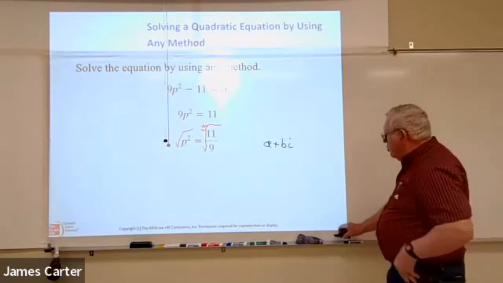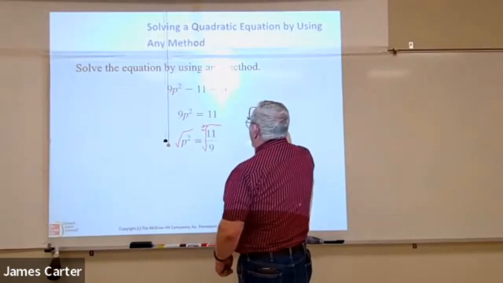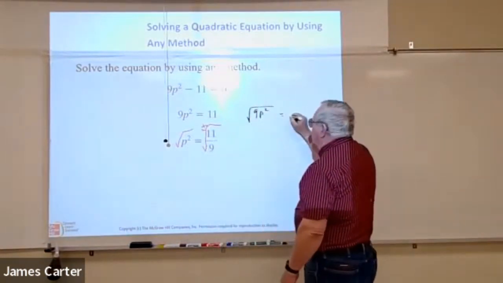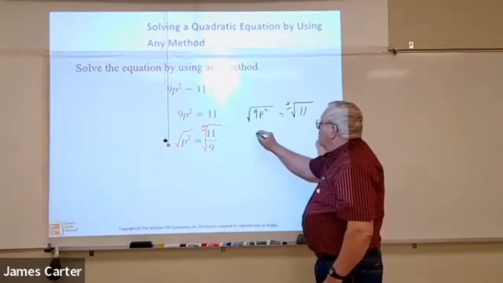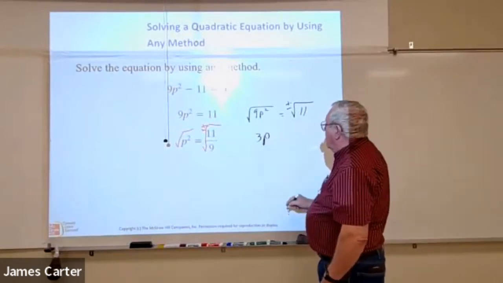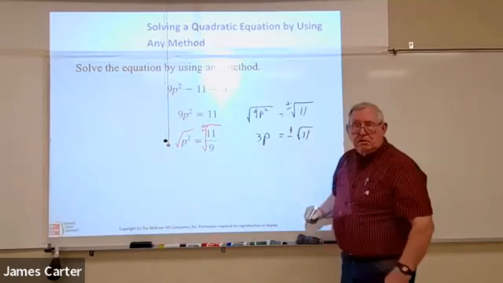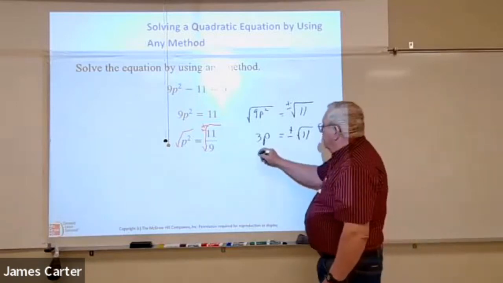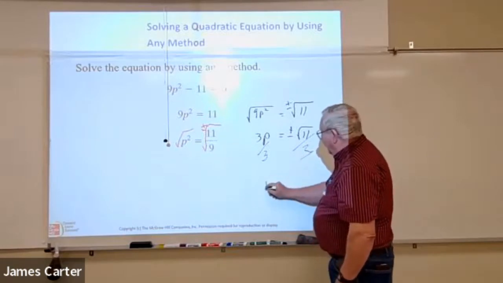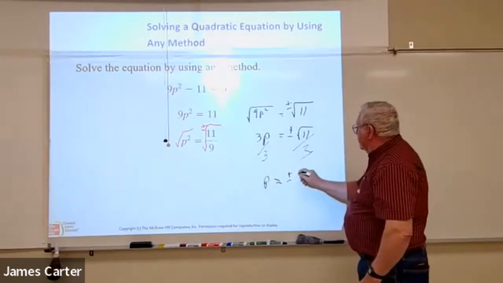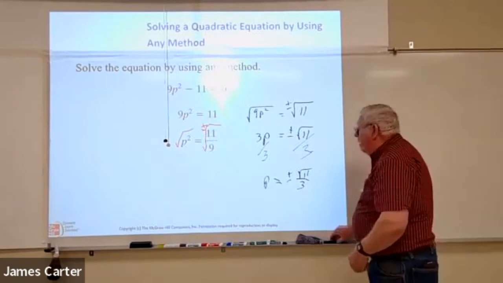Okay, I could have shown this problem this way. Square root of 9p squared equals plus or minus square root of 11. This would have given me 3p, okay? And this still would have given me plus or minus radical 11, because it won't break down. Then I can divide by 3, both sides, and I get p equals plus or minus radical 11 over 3 as my answer. Well, let's go ahead and bring theirs now.